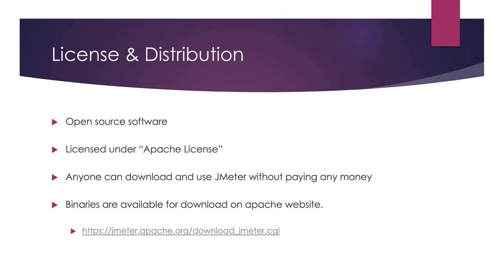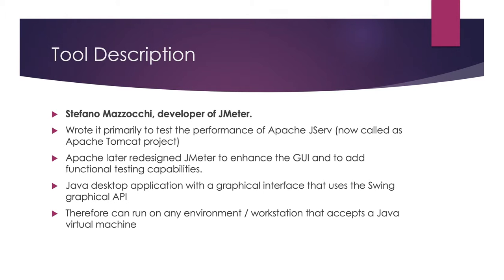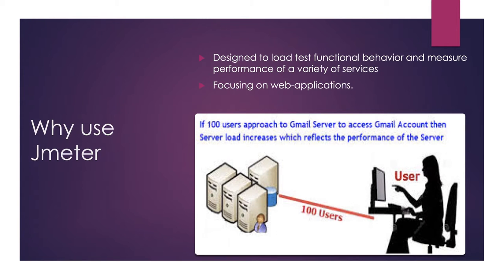JMeter is licensed under Apache and it's open source software. JMeter is developed by Stefano Mosacci. It was primarily developed to test Apache Tomcat performance. Later, it was redesigned as JMeter with a new GUI. JMeter is a Java desktop application with a GUI built using Swing. So JMeter can run on any environment which accepts a JVM.